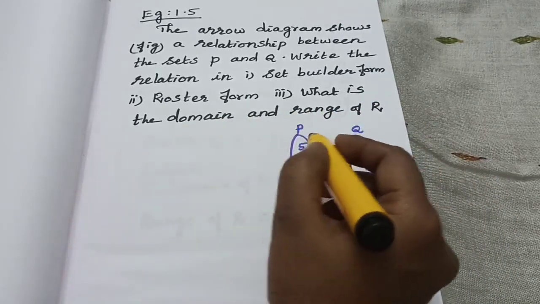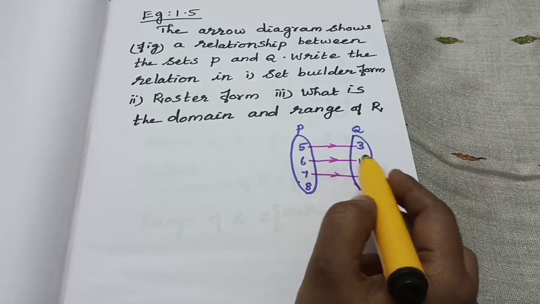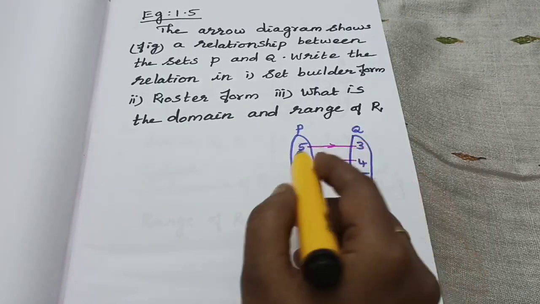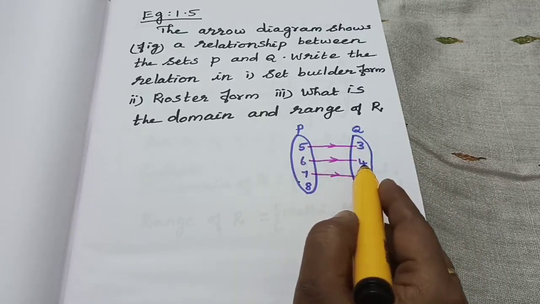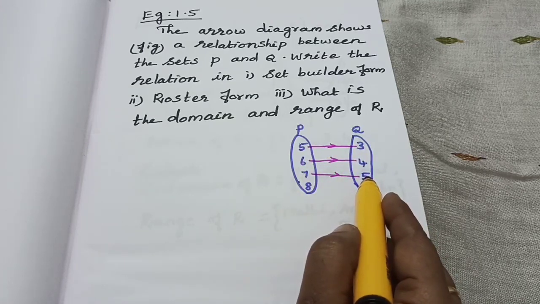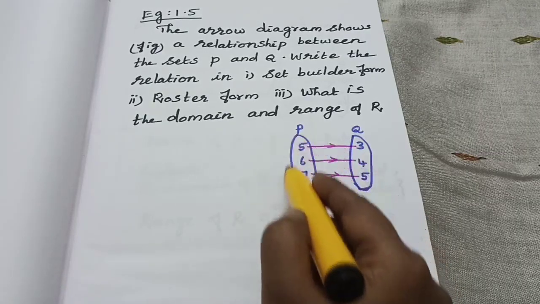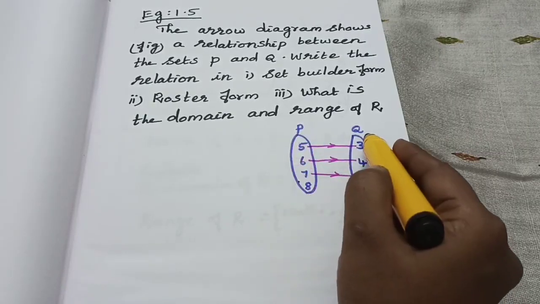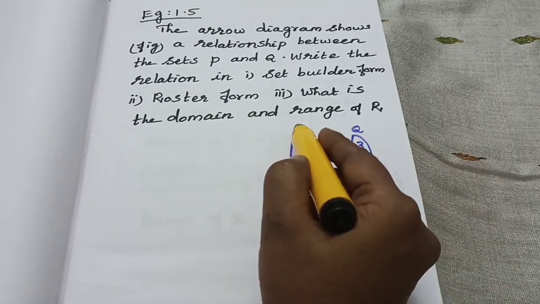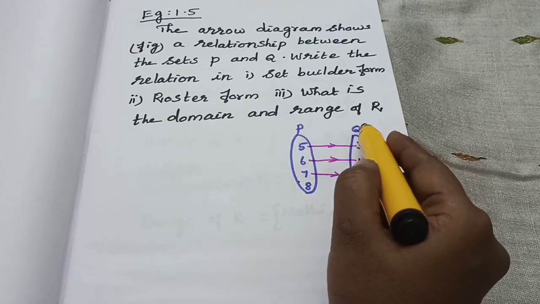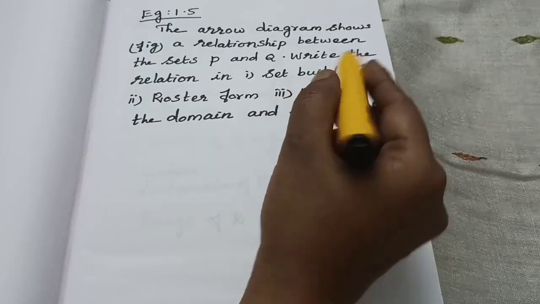Then, representation of the arrow diagram is given. Then what's the relation given? 5 and 3, 6 and 4, 7 and 5. Isn't it? Then P elements are these, the elements X. These are the elements of Y. Isn't it? Okay. X belongs to P, then Y belongs to Q. Our first question is set builder form.